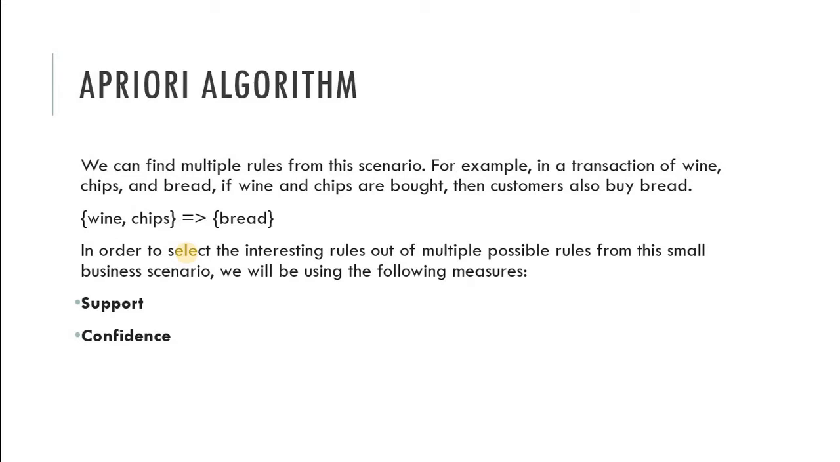In order to select the interesting rules out of multiple possible rules from this small business scenario, we use the following measures. Suppose we have created the frequent item set, but how can we evaluate that algorithm? How can we evaluate those rules? Evaluation is done via these two measures. First is the support and second is the confidence.